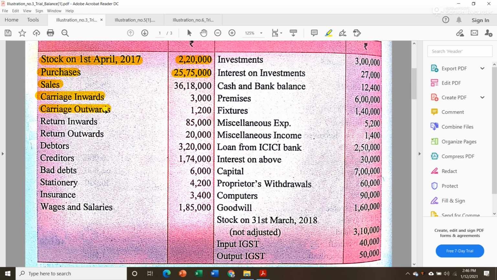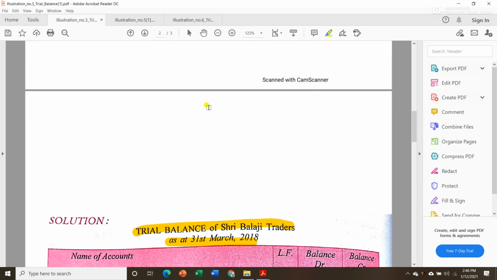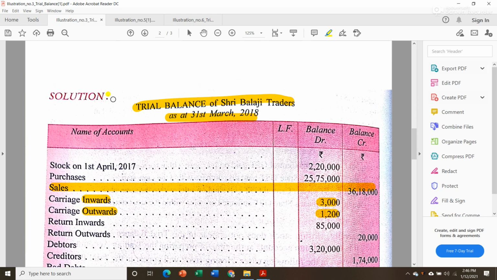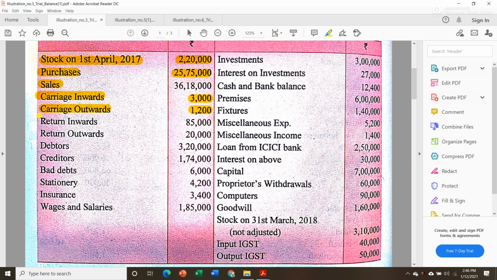Now for carriage inwards and outwards, don't get confused, because just because one is saying inwards and another one is saying outwards doesn't change anything. Both carriage inwards and outwards are nothing but expenses, and according to the points that we had seen in our previous session, all the expenses are written on the debit side of our trial balance. So both of these will be written on the debit side. Don't get confused just because the name is different, inwards or outwards.